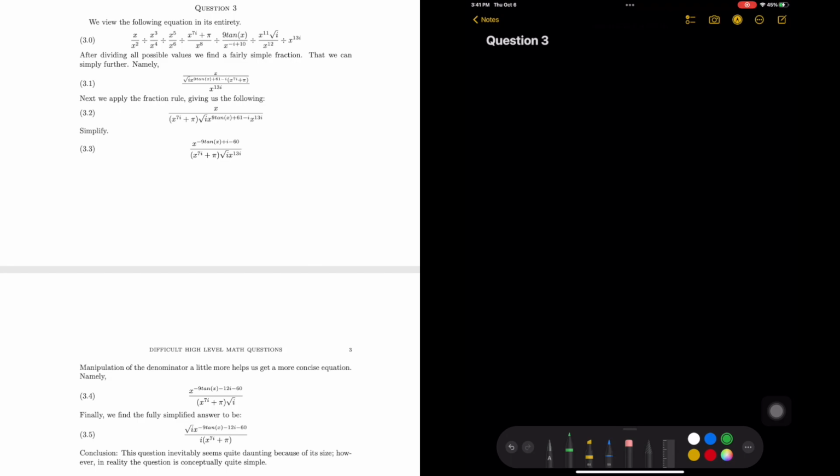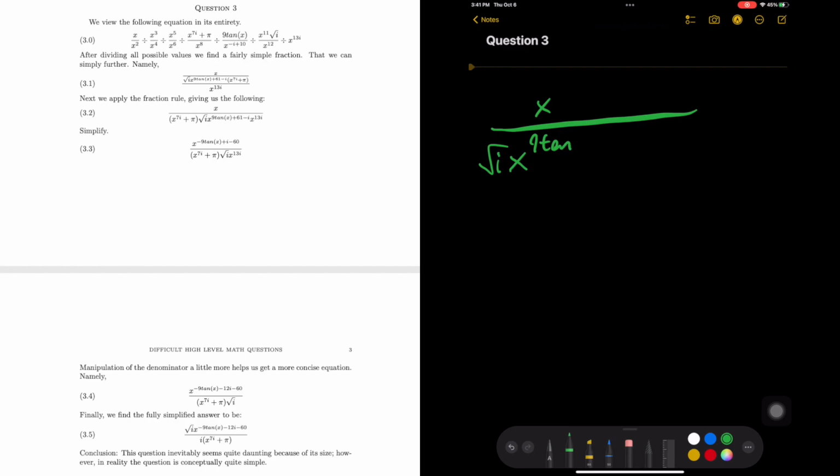So anyways, looking at question 3, we view the following equation in its entirety. So basically all it is, it's a bunch of divisions. So it's like, if you think of it, it's like a tower of divisions, which is relatively simple. Of course, I threw in some difficult terms there that you have to deal with, but other than that, it's not bad. So anyways, if you divide the easier values, so namely x, x3, x5, x7i, all of those, they're relatively easy to divide. You can break it down into a simpler fraction.